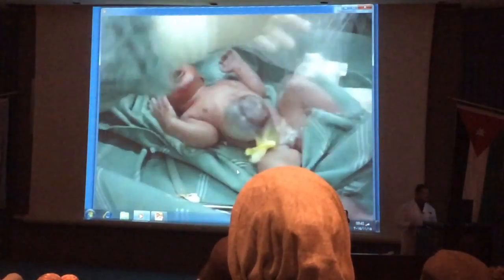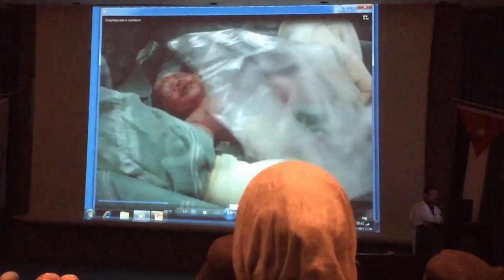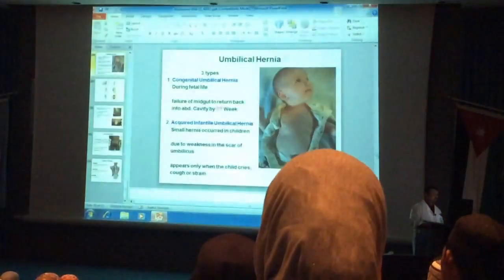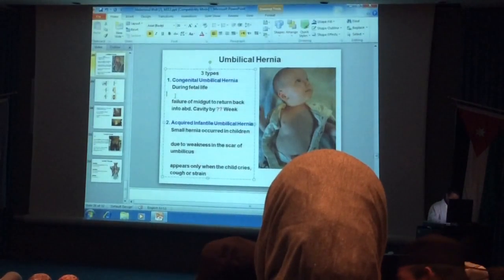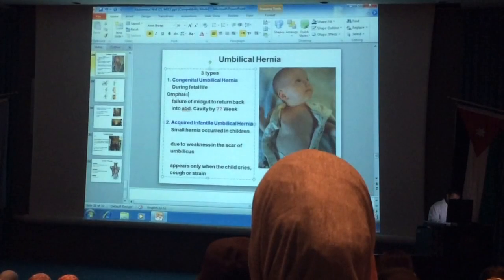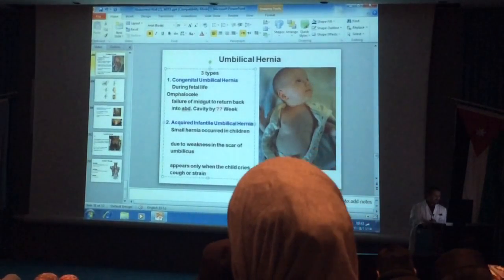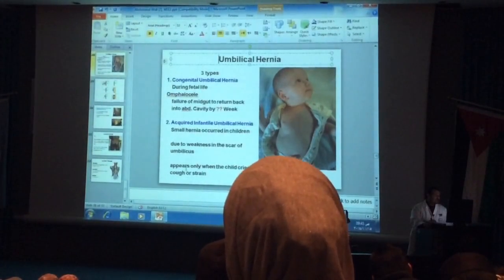Several organs herniated outside of the abdominal wall of the fetus. This is called omphalocele. So the congenital umbilical hernia, you can write that it's also called omphalocele, okay? Sac in the umbilicus. Omphalocele, sac in the umbilicus. So that's what it means.